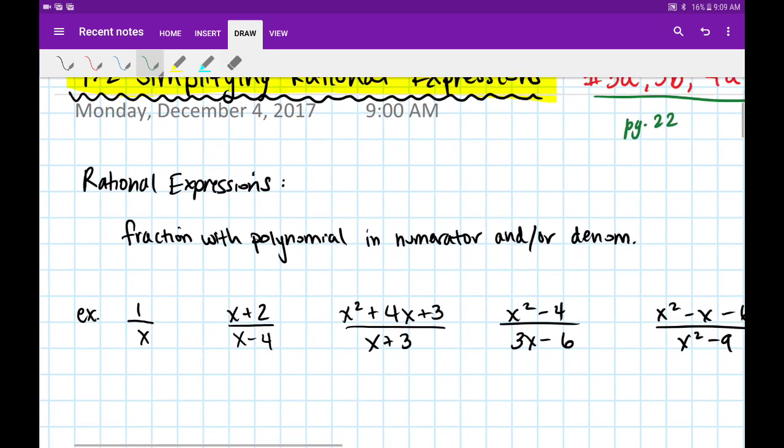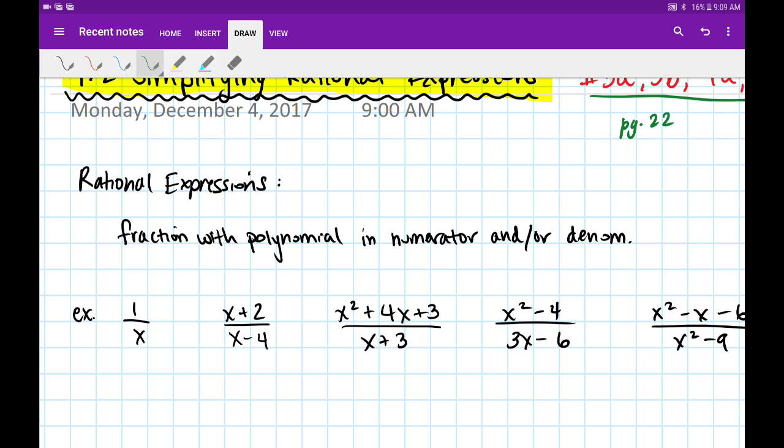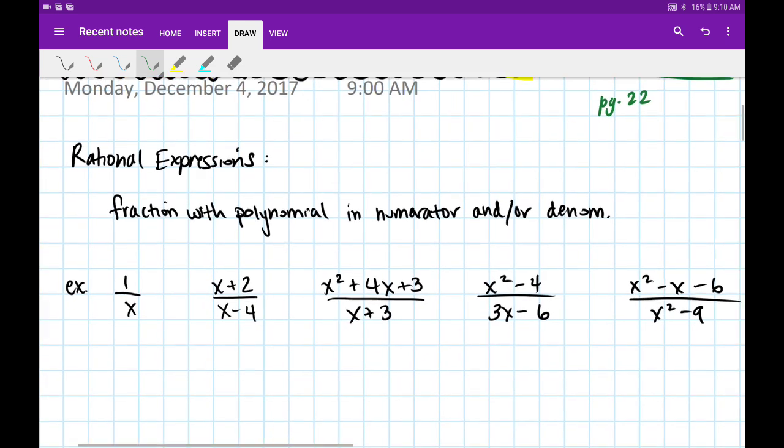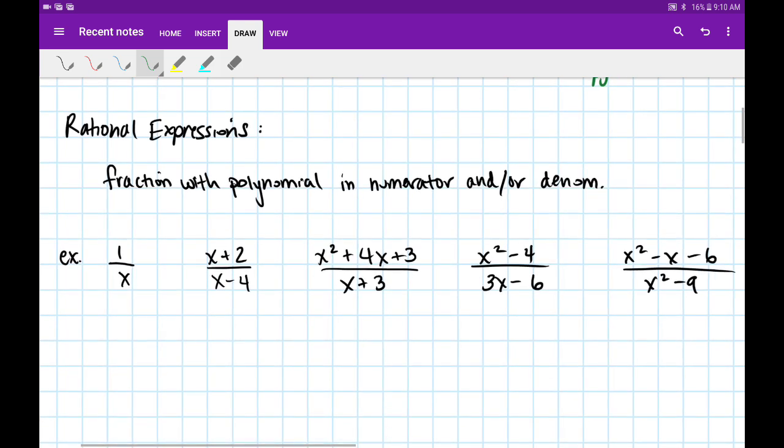All right, so let's take some notes on the side. Pull out a separate sheet of paper and follow along. This is kind of like a review from Friday. So rational expressions, the definition of a rational expression, what are we talking about? Well, it's a fraction that just has a polynomial in the numerator or the denominator. So these are all examples of rational expressions right here. We've got 1 over x, because we have an x in the denominator. That makes it a rational expression.